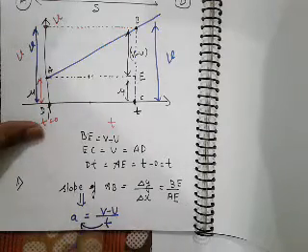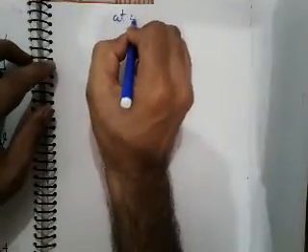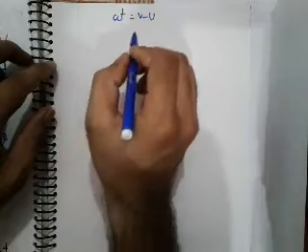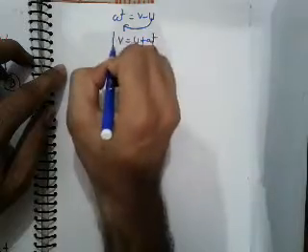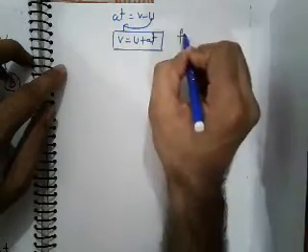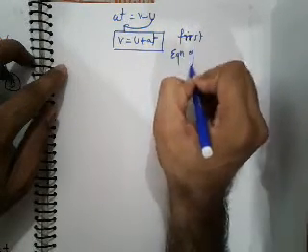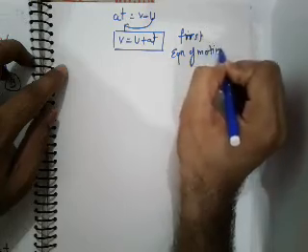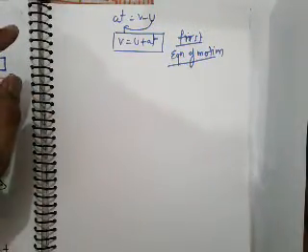Now transpose this T from the RHS to the LHS. I'm going on to the next page. Transposing this value, you will get AT equals V minus U. Now transpose U again, so you will get V equals U plus AT. This is the first equation of motion from the graph. The equations of motion are the same, but the process is different, so you have to learn this first equation with the help of the graphical method also.